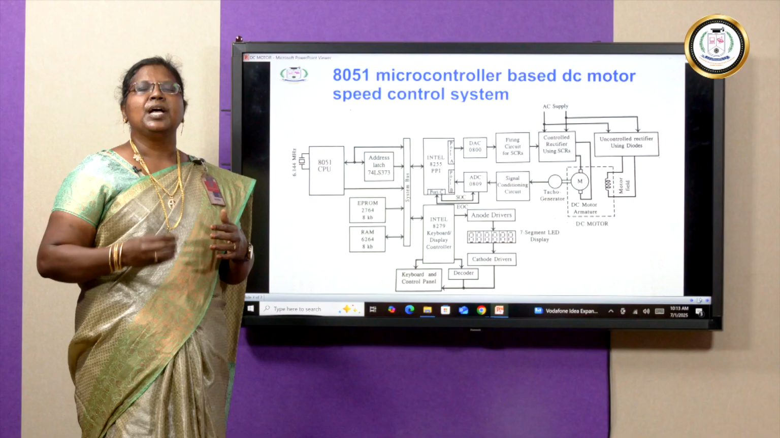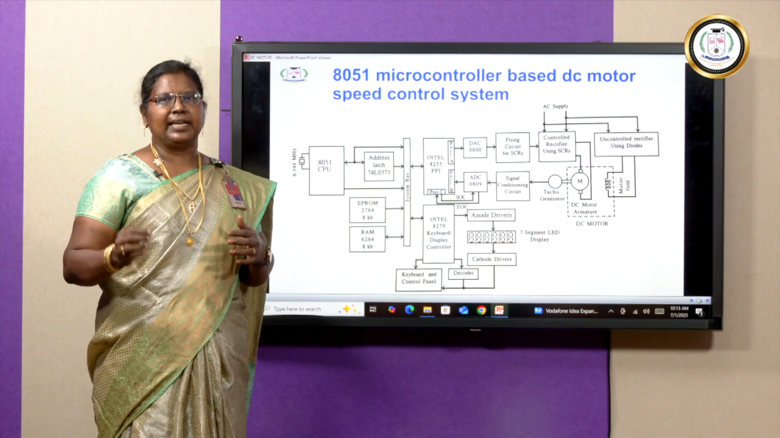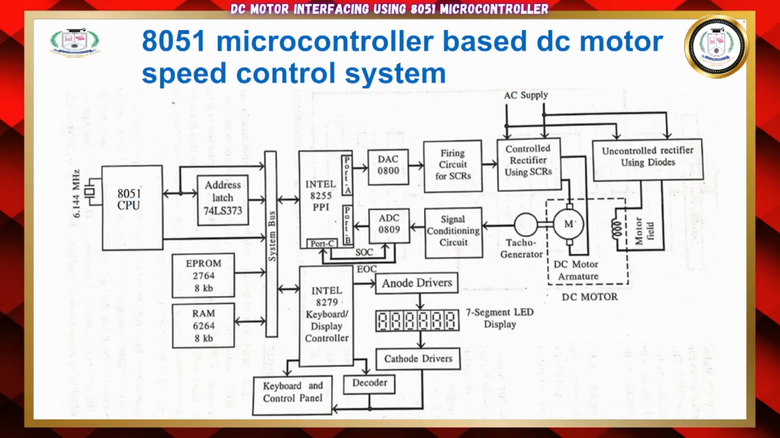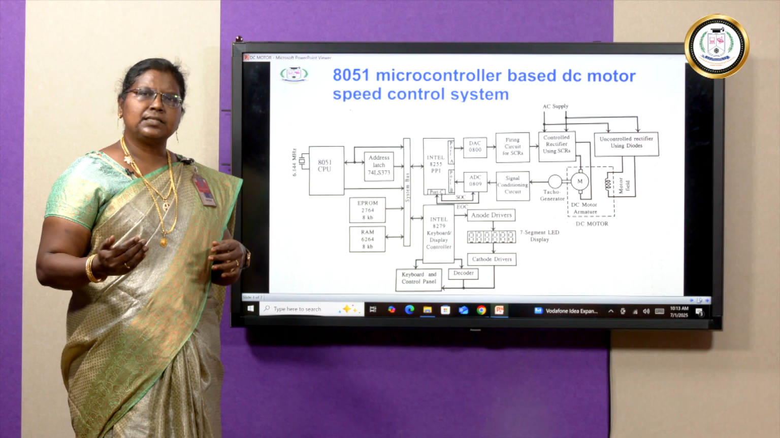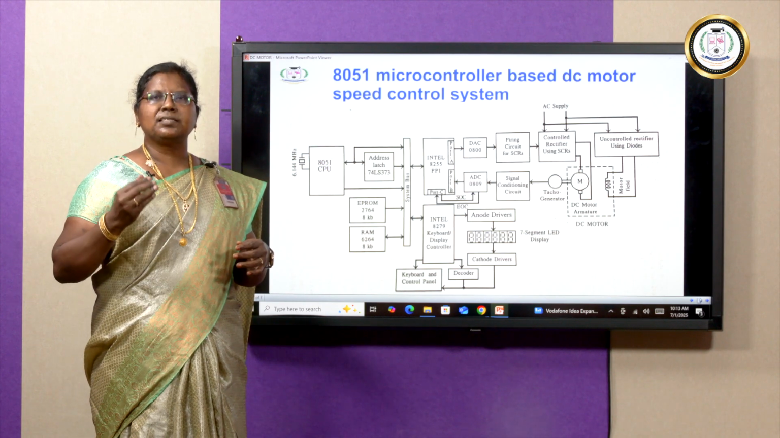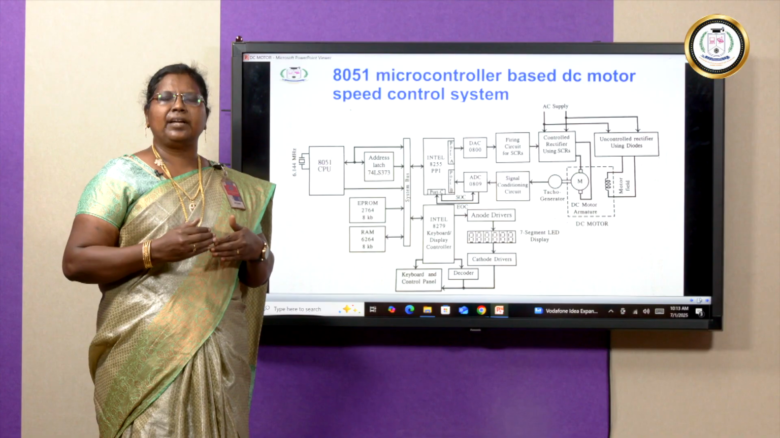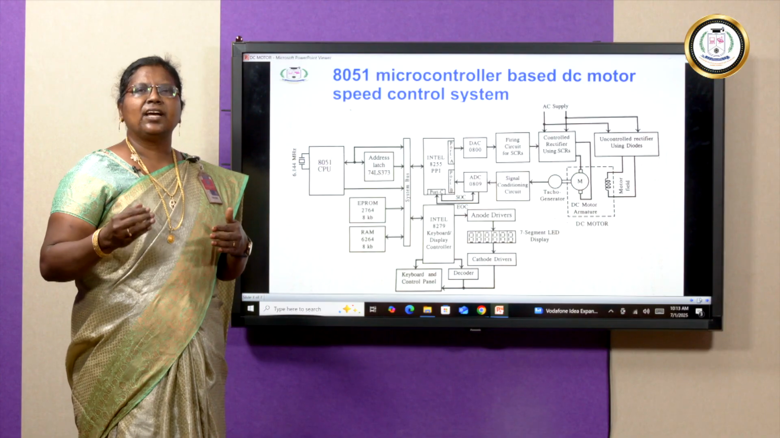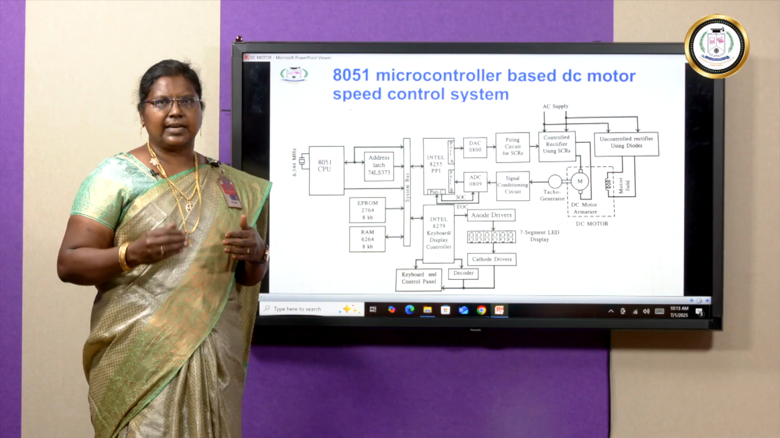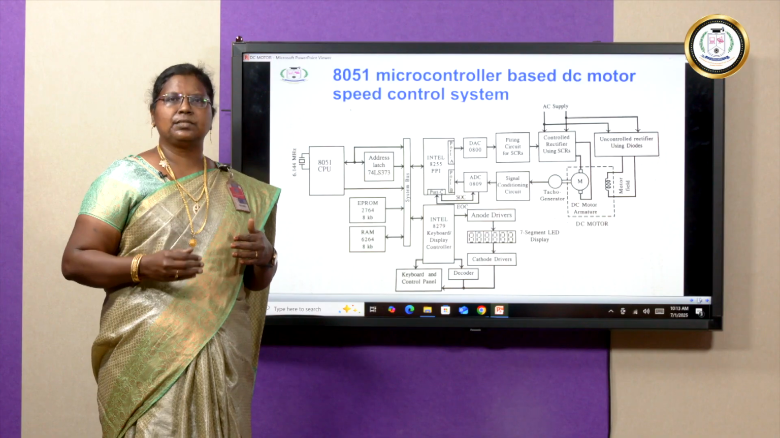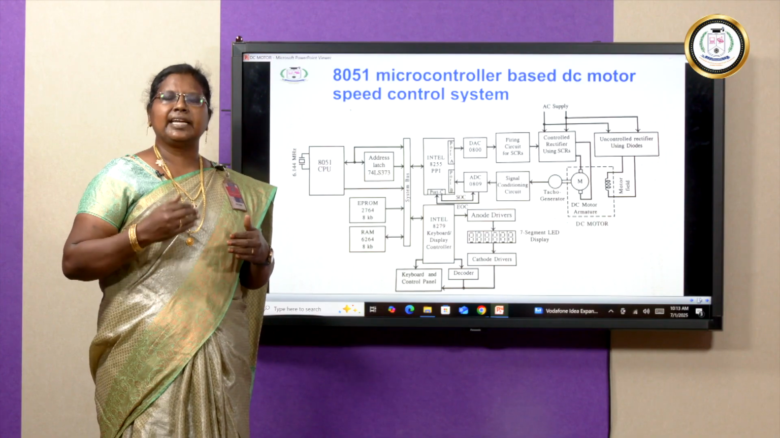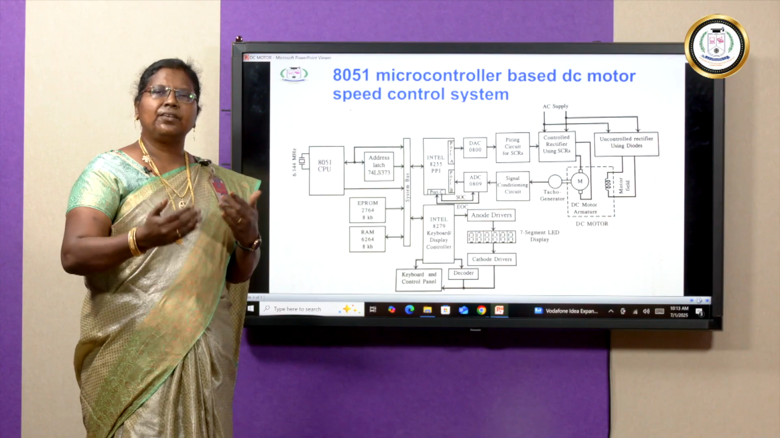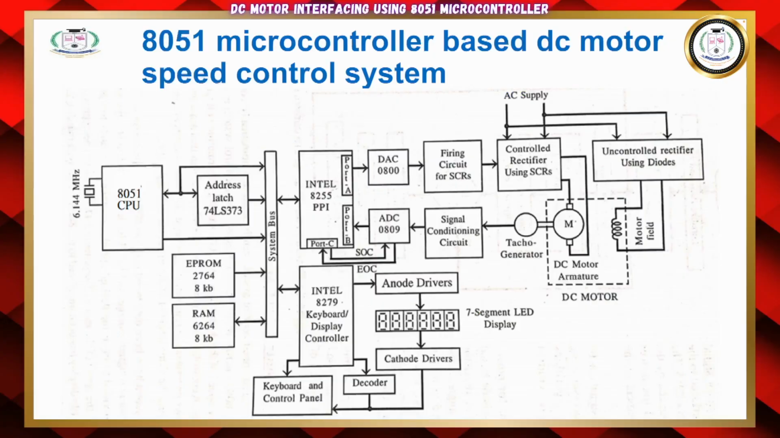8255 is the programmable peripheral interface. With that, we are getting the data to the microcontroller. The microcontroller receives it, calculates the speed of the motor, and displays the speed of the motor. Once the motor speed is displayed, the operator will enter the desired speed through the keyboard, because we are going to control the speed of the motor.